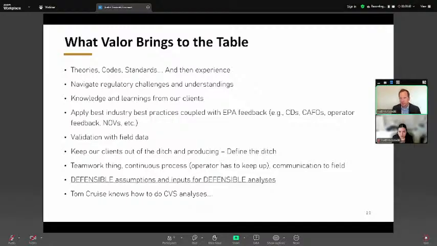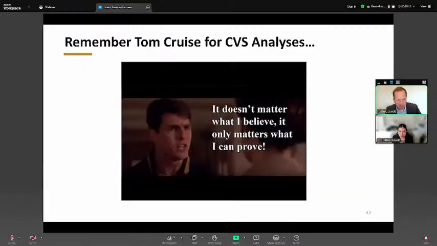Our goal is to keep our clients out of the ditch and producing, such that we want to design something that's reasonable, that's economically viable, as well as putting together a defensible analysis, because this is all anchored in theoretical modeling. And I always throw in my old "you may not know this" reference. It's an old Tom Cruise reference, but it doesn't matter what we believe in our CVS. It matters what we can prove. And that's really how we approach our CVS.